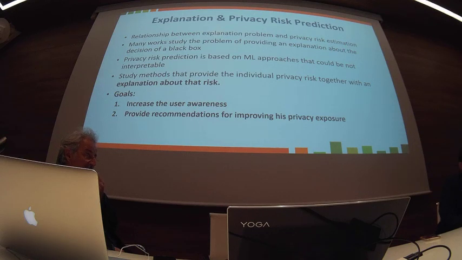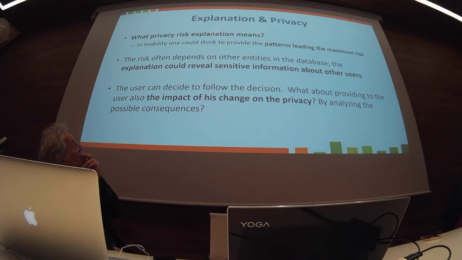And you can also provide recommendations about how to change your status, your risk with respect to the use of ICT technologies. Which is the problem? It is necessary to understand what explanation means in this context. Because when you change the context, in social networks or in mobility, you have different ways of expressing these explanations, but you have another problem.